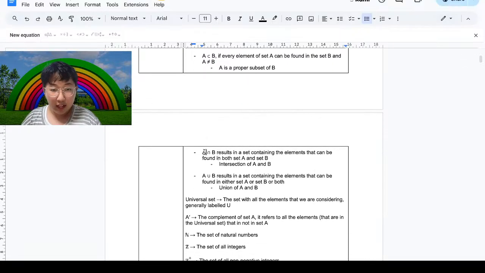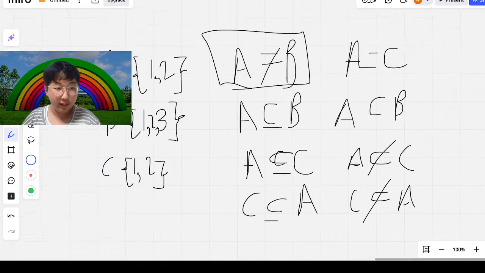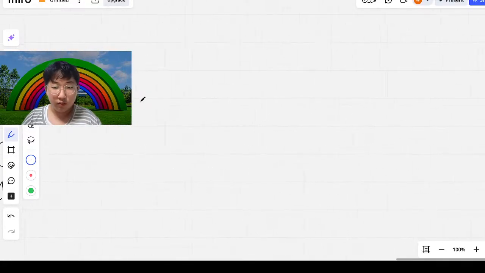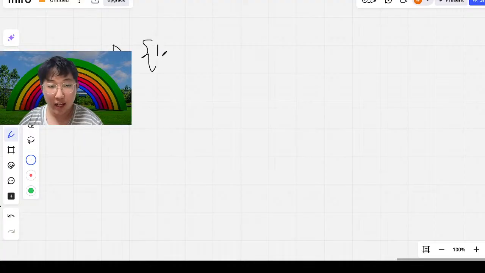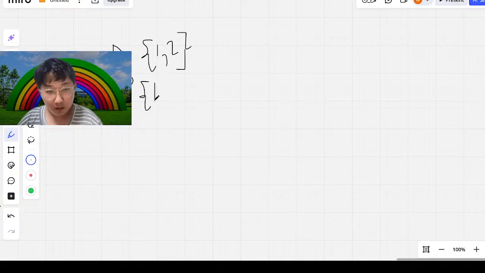So let's look at A and B using a previous example. Let's move on to the next tab. Let's say A was 1 and 2, and let's say B was 1 and 3 again, just for the sake of simplicity. Dealing with few elements is much easier.